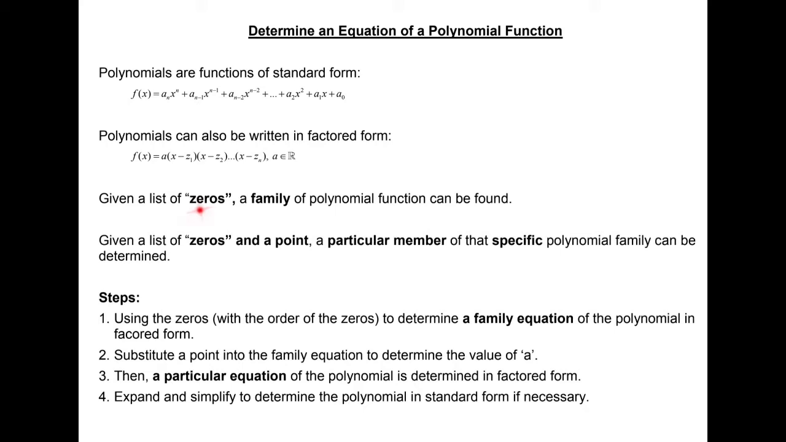Given a list of the zeros, or by looking at the graph, we can find the zeros. A family of the polynomial function can be found. And once we substitute a point that is on the graph, then a particular member of that specific polynomial family can be determined. Now, let's do some examples to see how we can determine an equation of a polynomial function by looking at the graph.